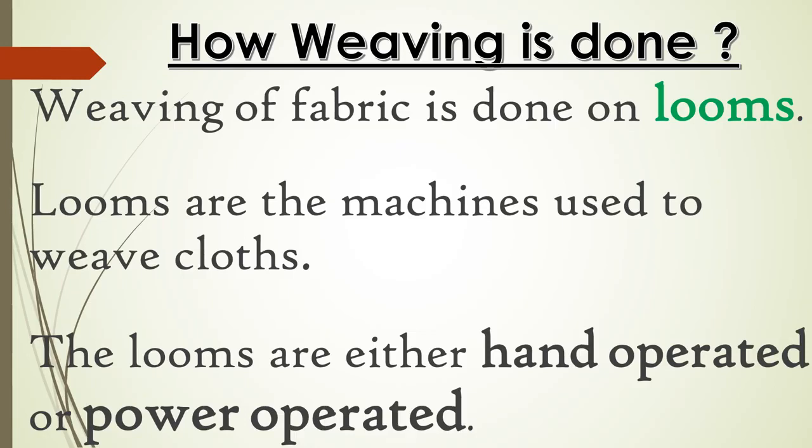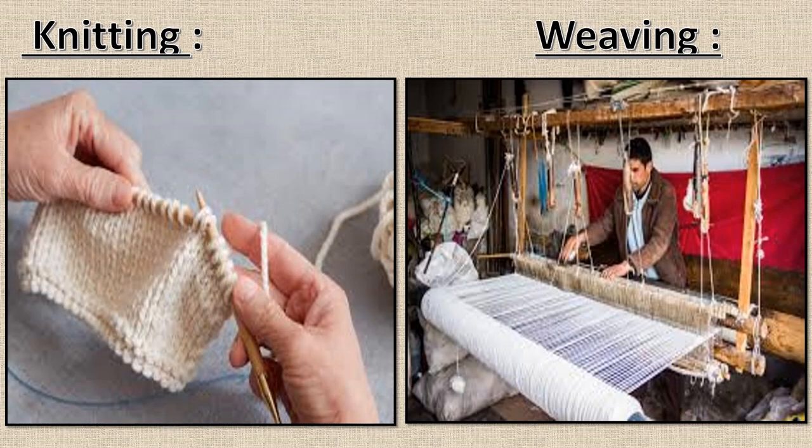As we discussed in the previous slide, how weaving is done. Weaving of fabric is done on looms. Looms are the machines used to weave clothes. The looms are either hand operated or power operated. In these pictures, you can see knitting is done with the help of knitting needles, whereas weaving is done on looms.